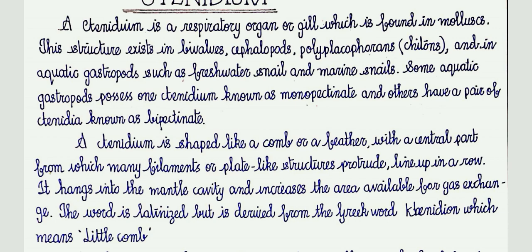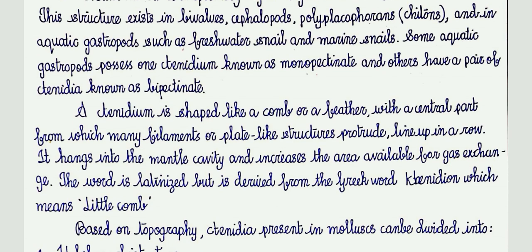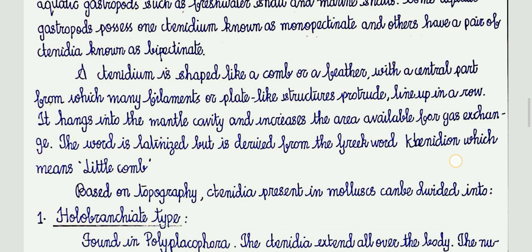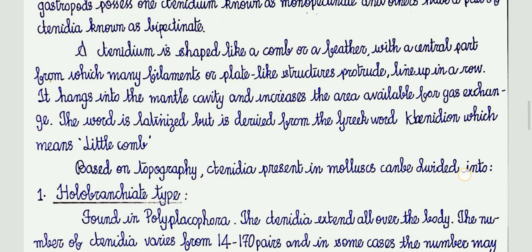A ctenidium is shaped like a comb or feather with a united part from which many filaments or plate-like structures protrude and line up in a row. It hangs into the mantle cavity and increases the area available for gas exchange. The word is Latinized but is derived from the Greek word ktenidia, which means little comb.